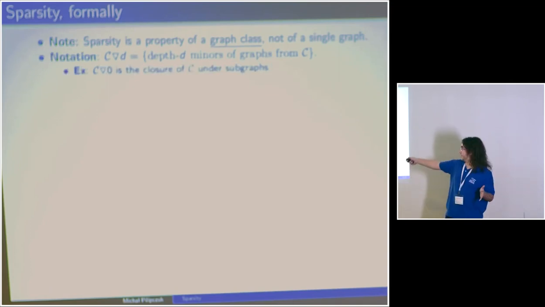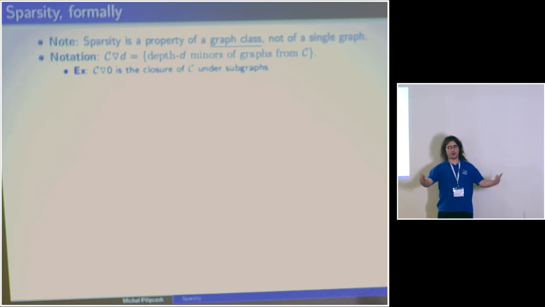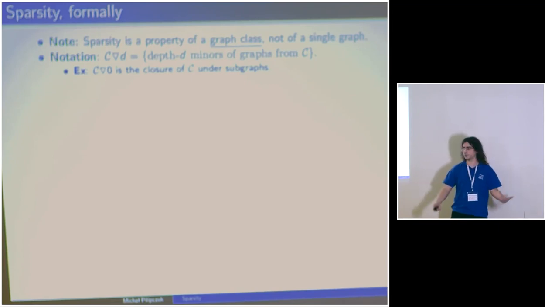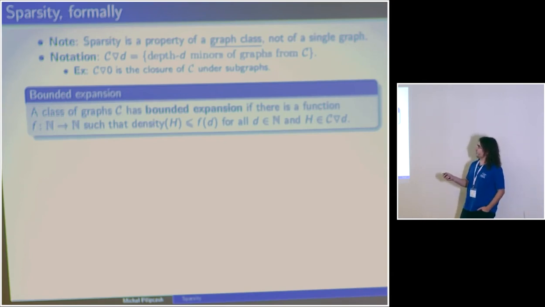The reduct at depth 0 is just the closure under subgraphs, right? But the larger and larger radius I allow, the more and more complicated graphs I can get, as minors. And now I will say that a graph class has bounded expansion if, whenever I fix the depth D I'm interested in and I look at depth D minors of graphs from my class, the edge density in those shallow minors is bounded by a constant. This constant depends on D.